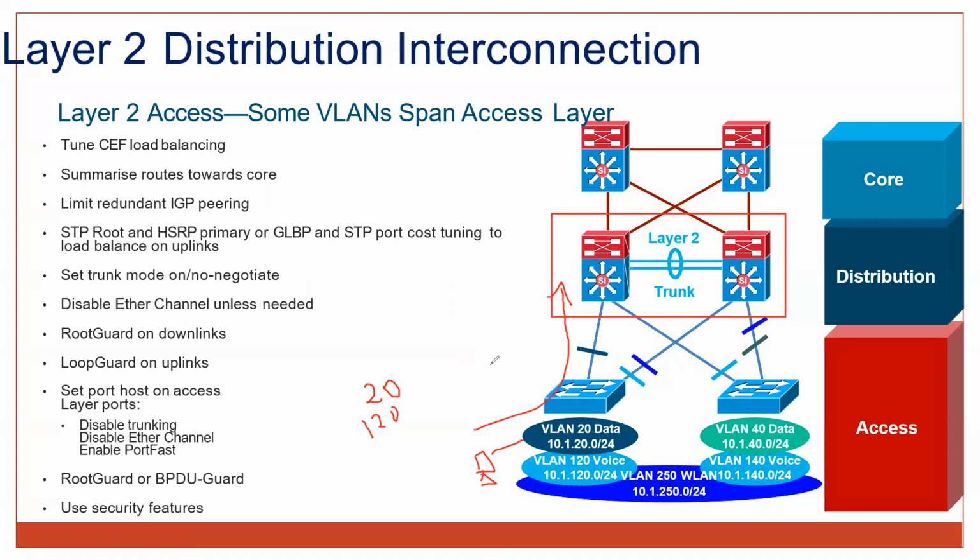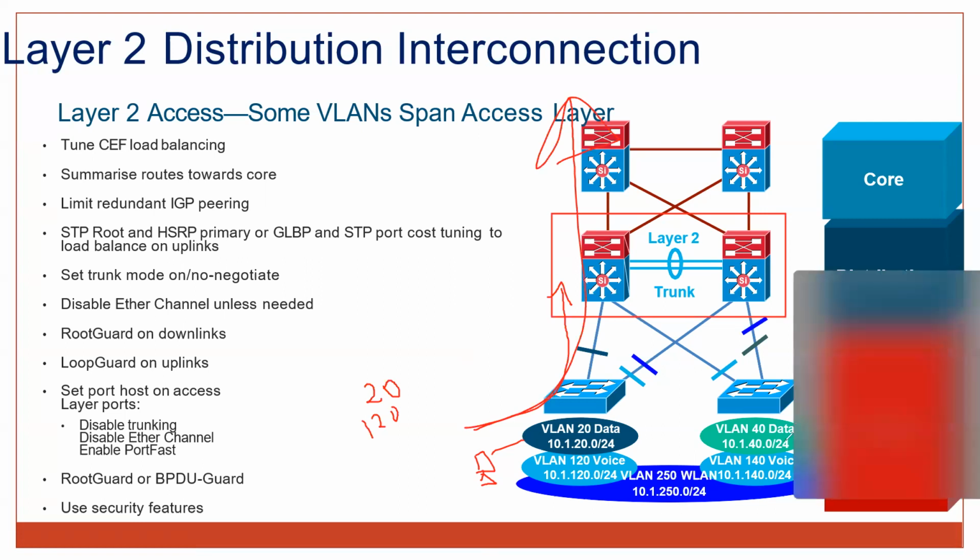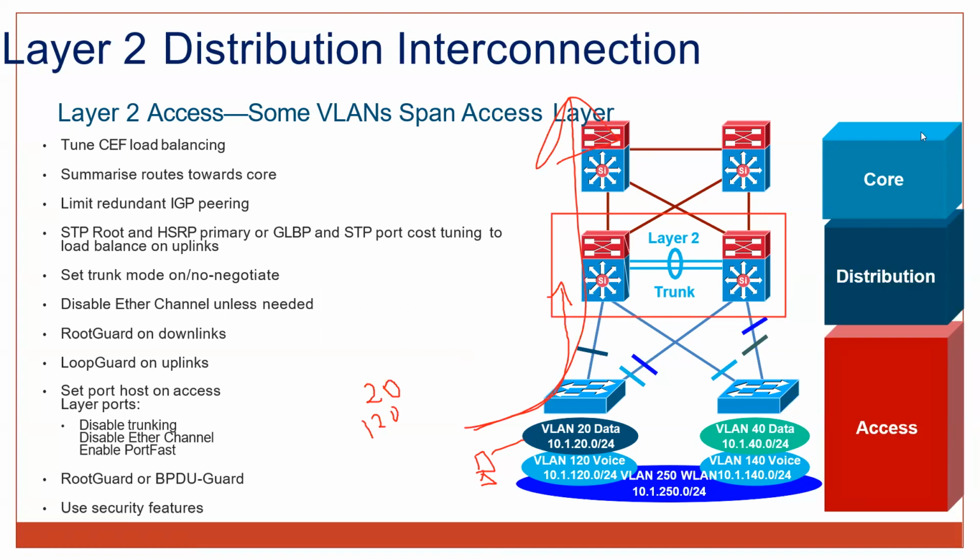So the traffic for VLAN 20 and 120 will prefer this way. Likewise, we can create the master gateway for VLAN 40 and 140 on this particular switch. So for VLAN 40 and 140, this has higher priority. So this is the master for a certain number of VLANs, and for a certain number of VLANs, this is the master. So that means that VLAN traffic can be load balanced, so they can work as active gateways.